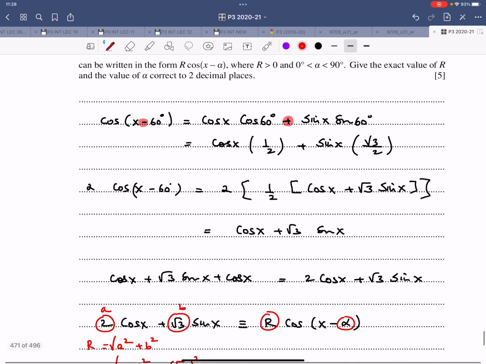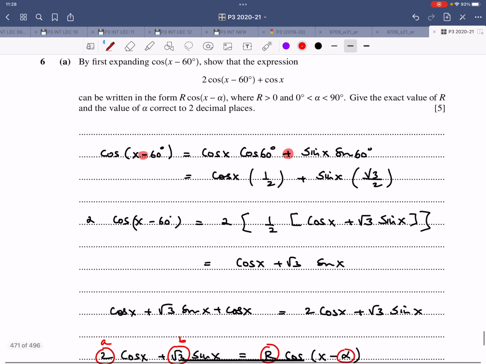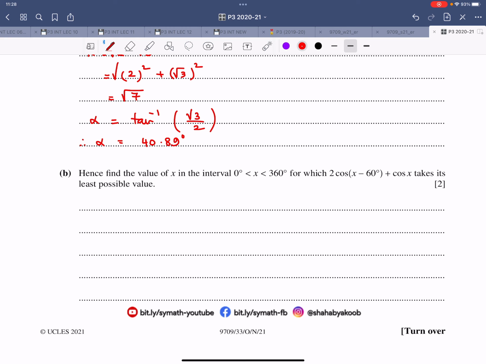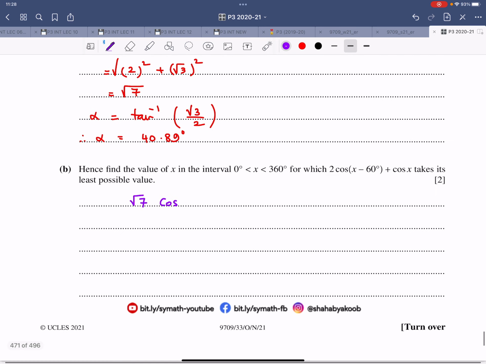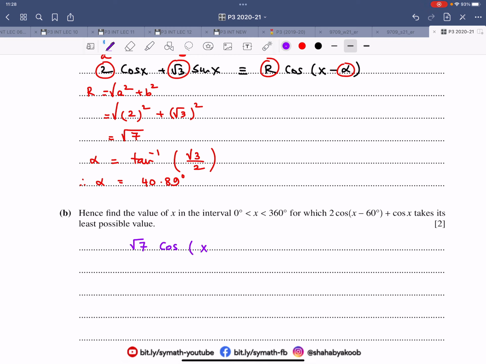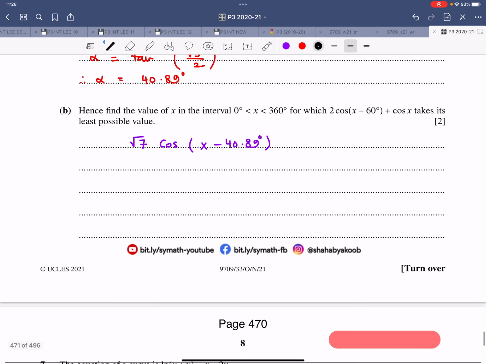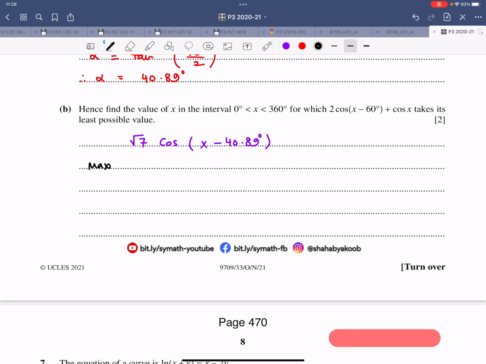That is the conversion. And now it says find the value of x in the interval for which this has its least possible value. So basically this function is root 7 cosine of x minus alpha, so this is x minus 40.89 degrees. They're asking for the least possible value. Now the rule is the maximum value of this function is root 7.